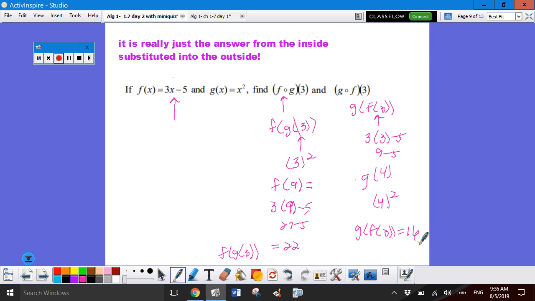So again, not a big deal. It looks confusing, but all it is is take the answer from one and put it into the other. Take a minute, get caught up on your notes, and we'll move on.